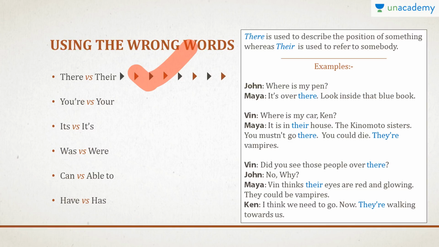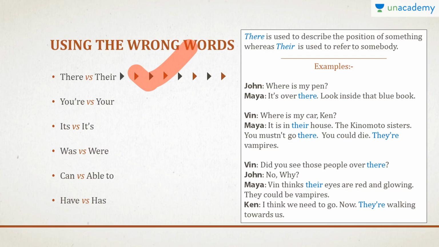Let's look at the examples that I've given here. It's a conversation between 4 people, John, Maya, Vin, and Ken, and they are going to be with us in our future examples also. So John is asking, where is my pen? Maya replies, it's over there. Look inside that blue book. So here she is guiding John to go to the place where the pen is. And John can find the pen by going to the place where the blue book is and looking inside it.